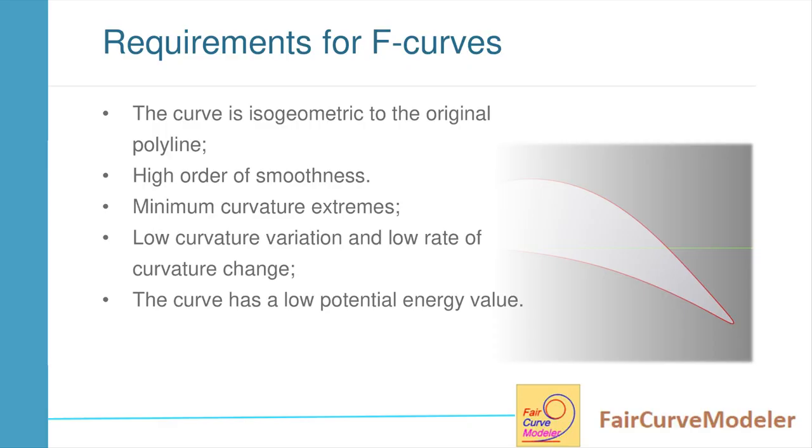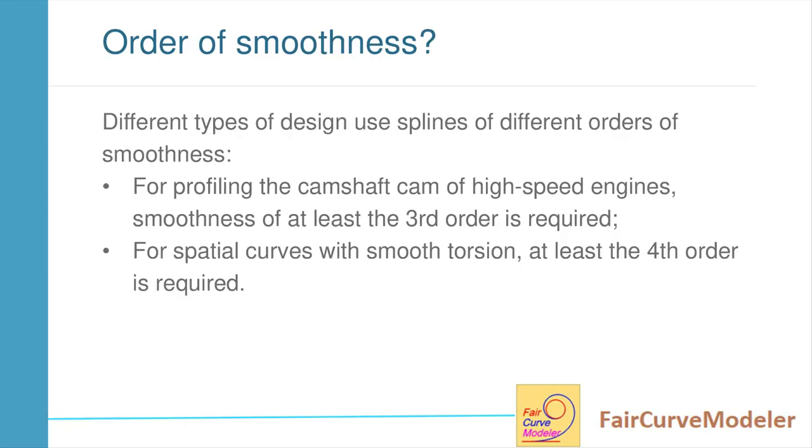of technical aesthetics. Smoothness is a property of a function of a curve or a surface, indicating that the function can be differentiated. Different types of design use splines of different orders of smoothness. For example, when designing road routes, clothoid splines are used and smoothness of at least the second order is ensured. For profiling the camshaft cam of high-speed engines, smoothness of at least the third order is required.